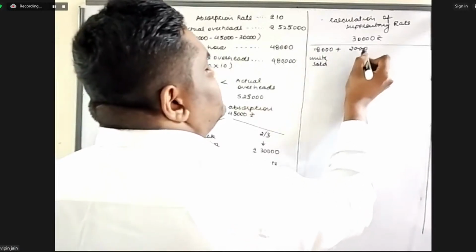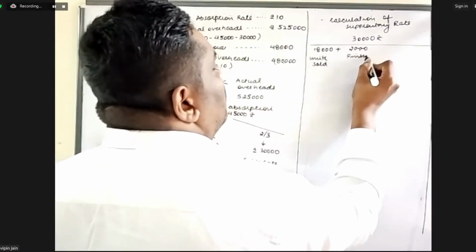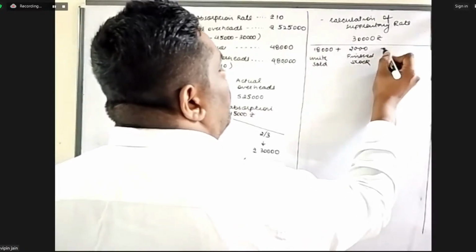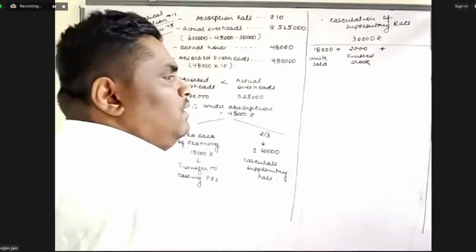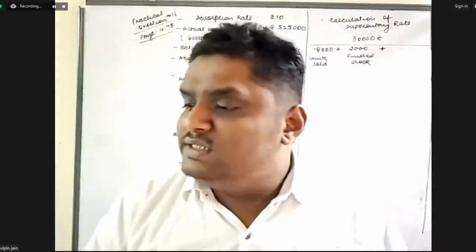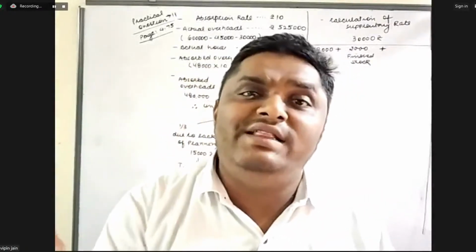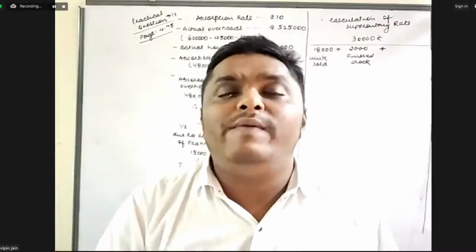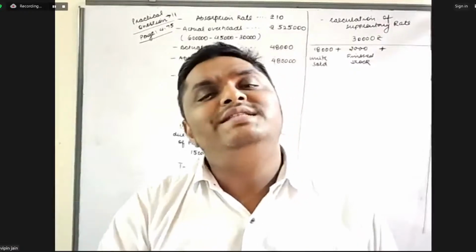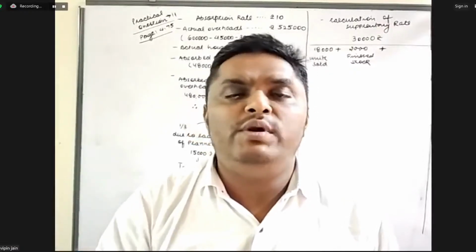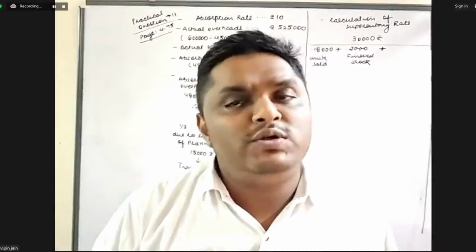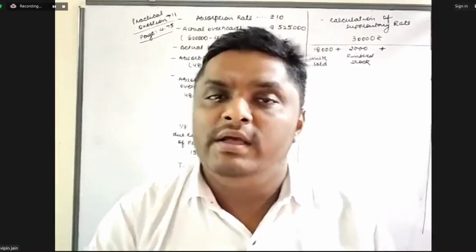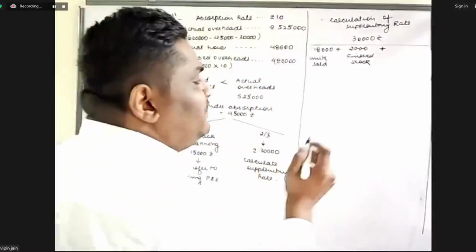Now 2,000 units are finished stock, plus the units in process, that is 8,000 units. However, these 8,000 units are 50% complete. So we will calculate the equivalent number of units. What is the concept or logic behind equivalent number of units? I'll be discussing in detail in process costing. So here it is given that 8,000 units are 50% complete. It means 8,000 into 50%.